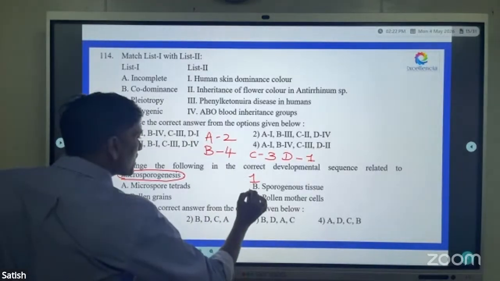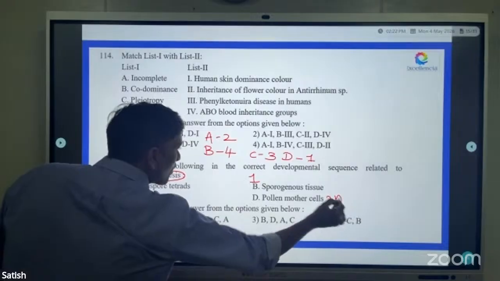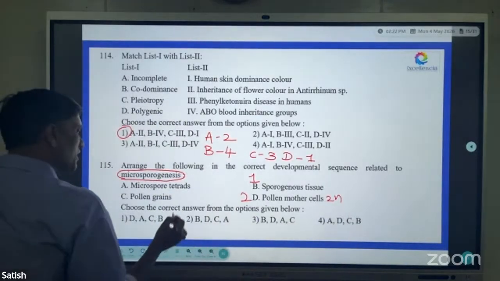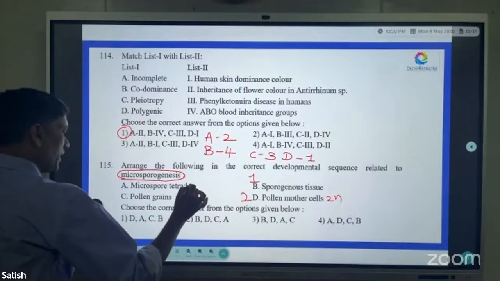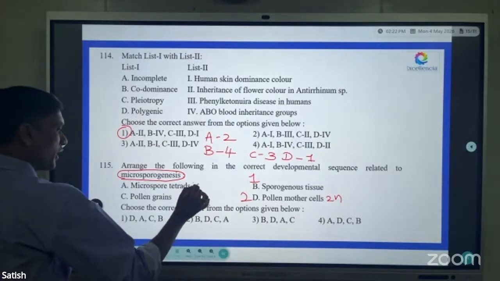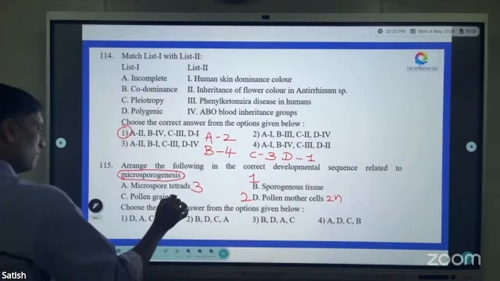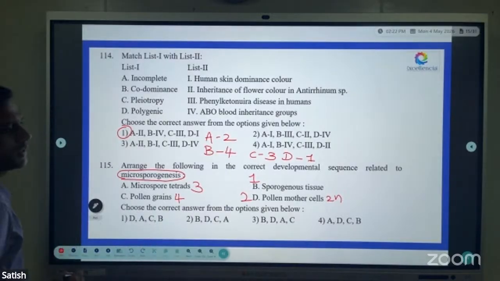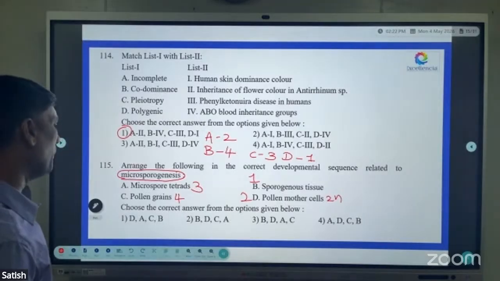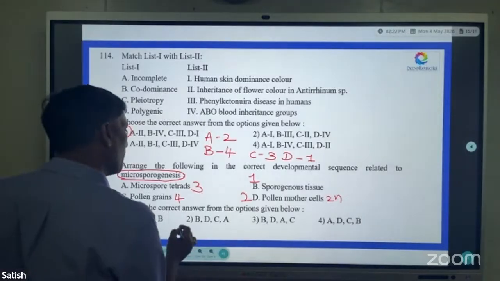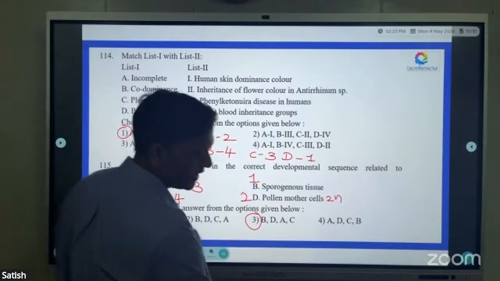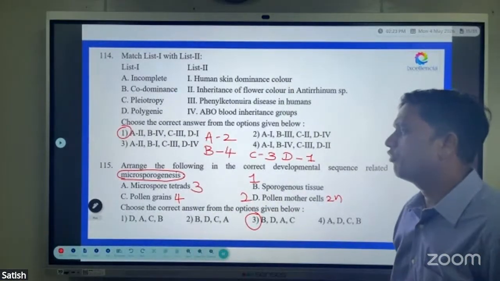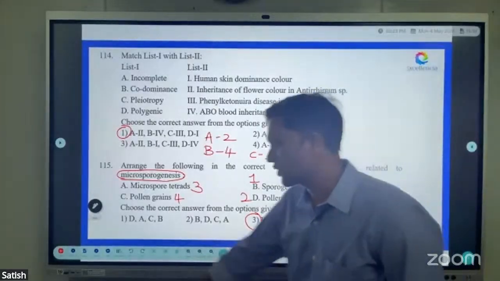It contains some diploid cells called pollen mother cells. These pollen mother cells form a tetrad of microspores called a microspore tetrad. Then it forms a pollen grain or microspore. So the answer for this question is BDAC. Third option. This is the sequence. BDAC is the answer for 115. Next question.